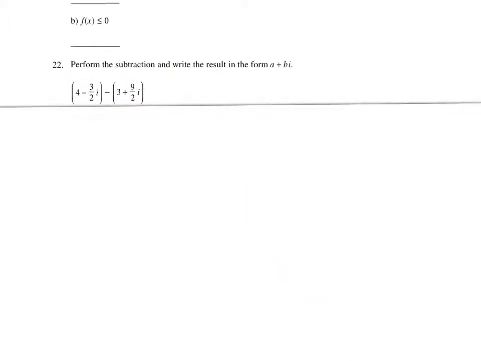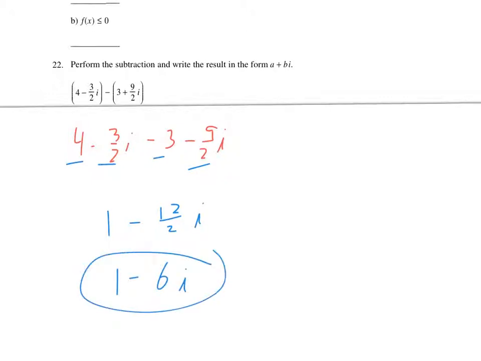All right, next up here, we want to do some subtraction. So we just want to distribute the negative here. So we're going to call that -3 minus 9/2i, and then we're just going to combine like terms. So this and that combine to +1. And then this and this, they have a common denominator already, so that's just going to turn into -12/2i. Which is then just -6i.